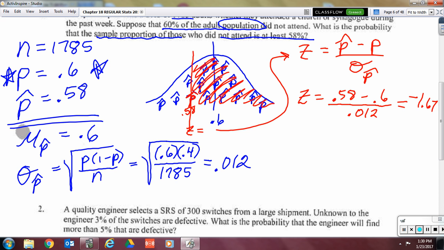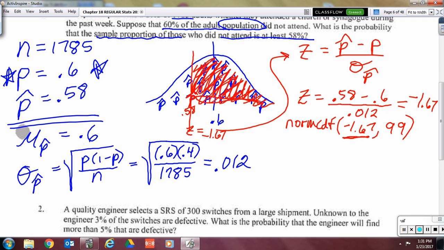That z-score is 1.67 standard deviations below the mean. So how do I get this shaded area to the right? Good. So I'm going to norm CDF. And how do I put it into that norm CDF? Good. It's the z-score. Make sure you are putting in the z-score, negative 1.67, up to positive 99. Okay, and I will tell you when you do that, you get 0.9525.